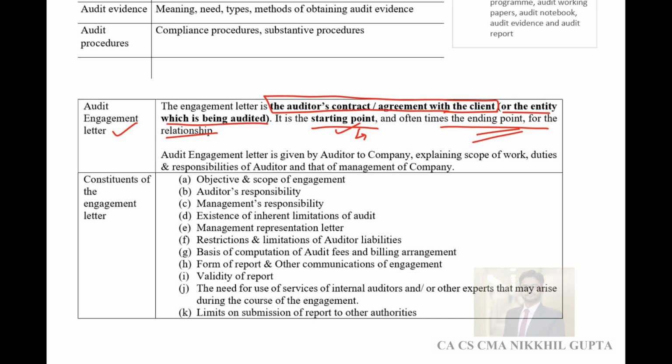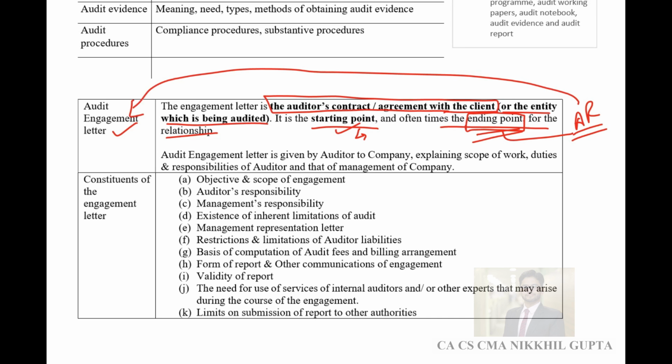And the ending point of the audit, which means what fees the auditor will charge, when the auditor will issue its audit report, and to whom the auditor will issue its audit report. All these things are also written in the engagement letter. Audit report is often the last aspect of any audit. What format of audit report will be there, when will the audit report be issued, to whom will the audit report be issued, all these things are also written in the engagement letter. So the starting point and the end point of any audit is the audit engagement letter.